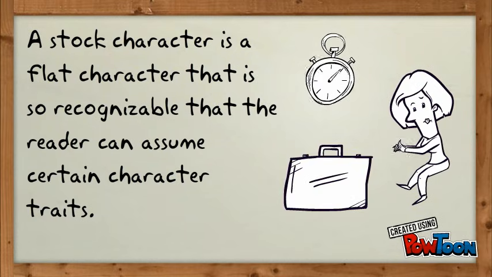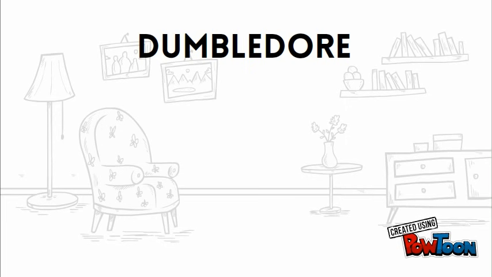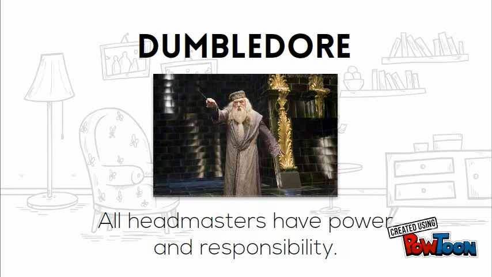An example of a stock character from the Harry Potter series might be Dumbledore. Most headmasters are very powerful people and have a lot of rules, and the buck stops with them. Just like in the Harry Potter series, Dumbledore has a lot of rules, and everyone knows they have to listen to him.